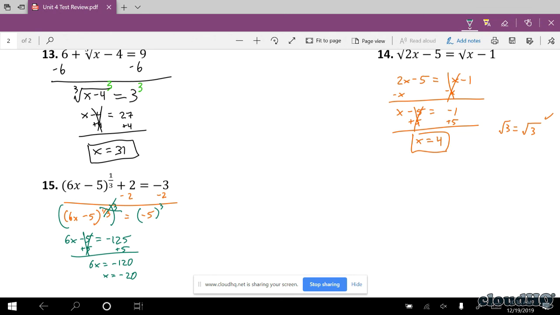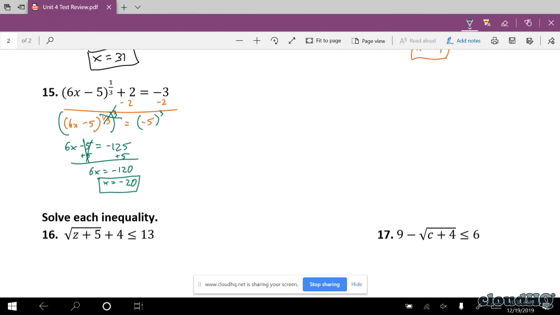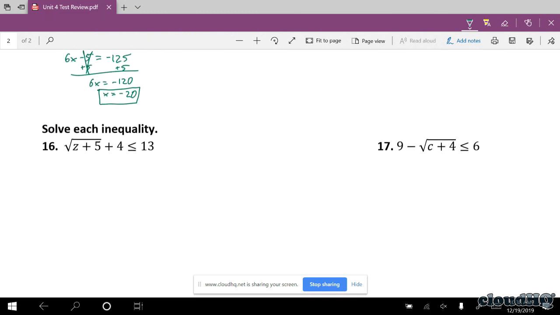If you plug it in, 6 times negative 20 is negative 120. Minus 5 is negative 125. You can do the cube root of negative 125. It's negative 5, plus 2 is negative 3. It does, in fact, work. And then the inequalities.